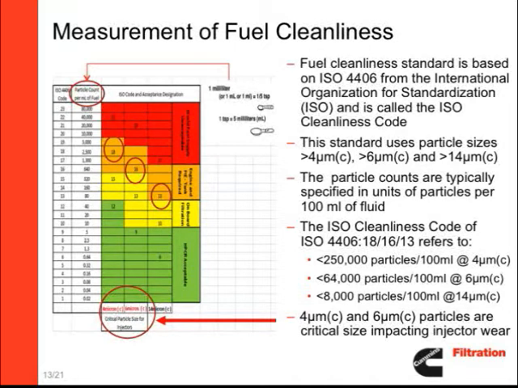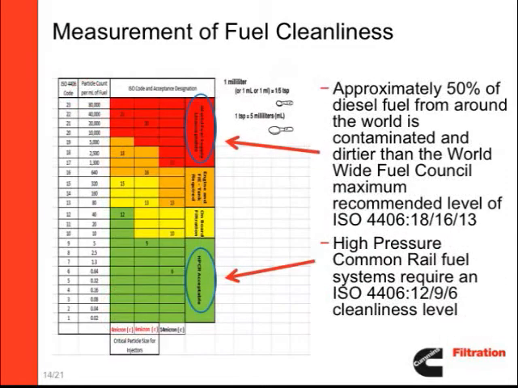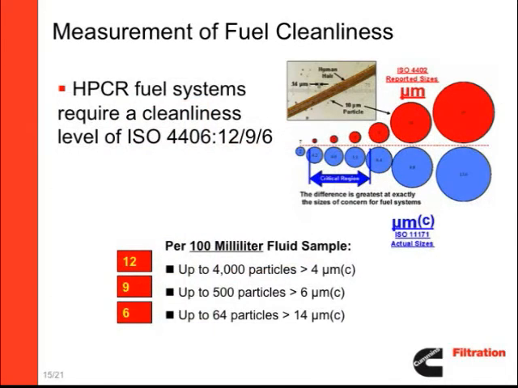Looking at the chart, you can see the 3 values. However, the critical sizes with regard to injector wear are 4 microns and 6 microns. Now that you understand the ISO 4406 standard, take a look at the overall cleanliness levels shown in the chart. High-pressure common rail (HPCR) systems require extremely clean fuel with an ISO 4406 12/9/6 cleanliness level, as shown in green on the chart. Using the particle size illustration described earlier, let's see what the ISO 4406 12/9/6 standard means.